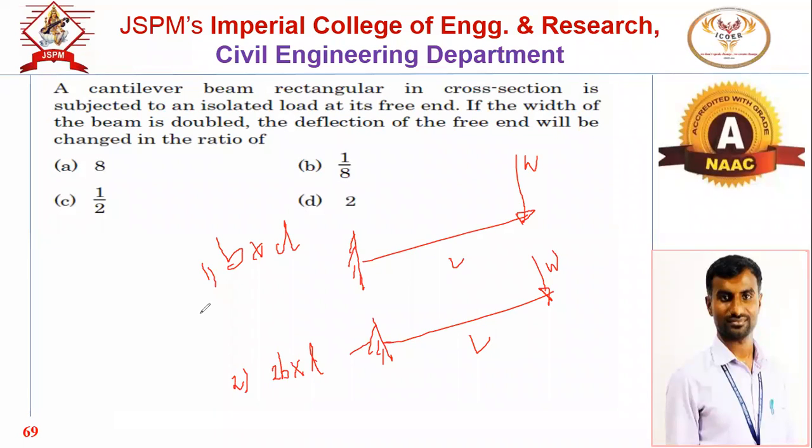Can you tell what will happen? Okay, I will give a hint again. So formula of deflection is equal to WL cube divided by 3 EI. In both the cases, formula will be WL cube divided by 3 EI.